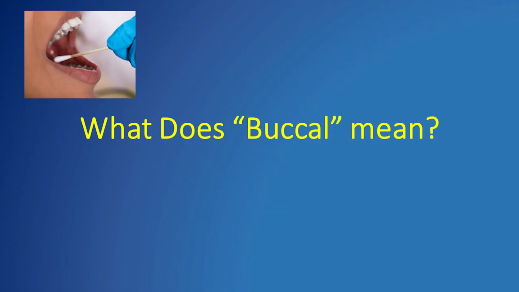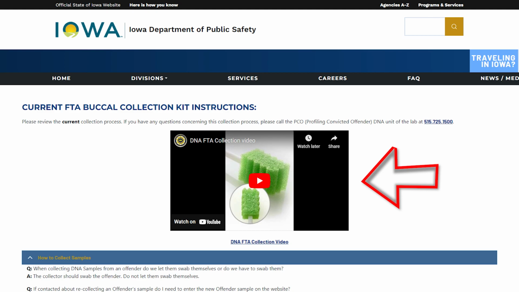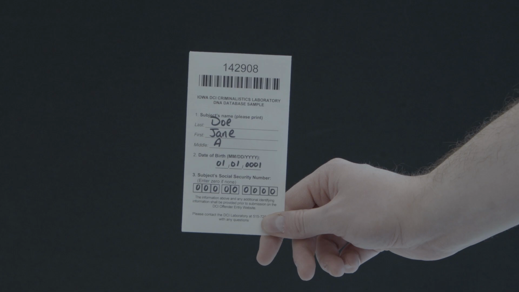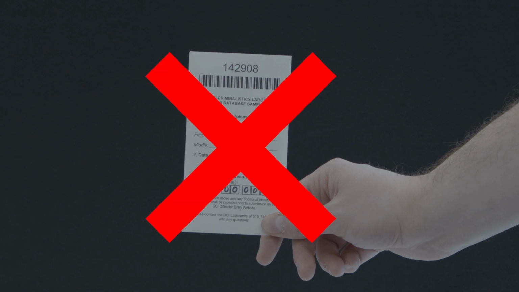When we say buccal, we are referring to the cells of the inside of the cheek. So a known buccal swab is simply the swab of the inside of an individual's cheek. If you're looking for the video on how to collect samples for the database section, please visit the Profiling Convicted Offenders page on this website. Do not use database FTA cards to collect known DNA samples for casework.